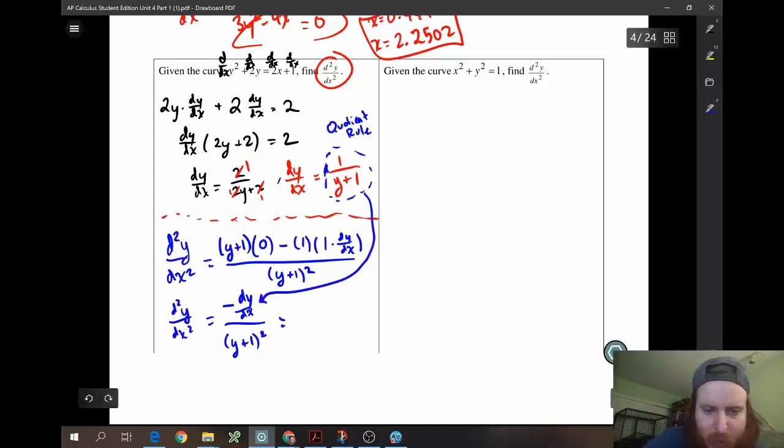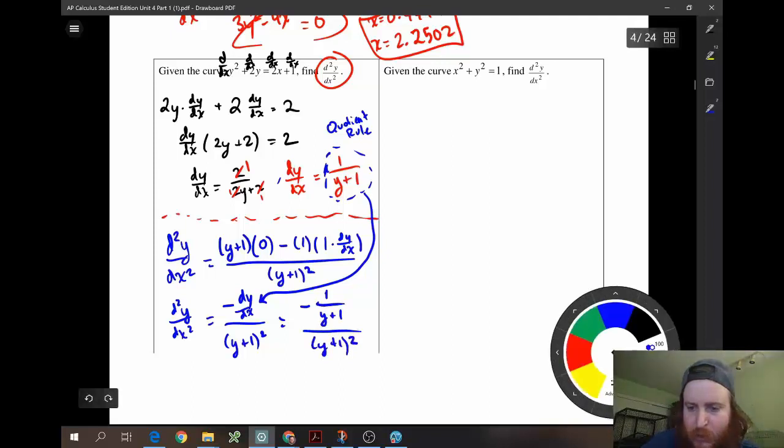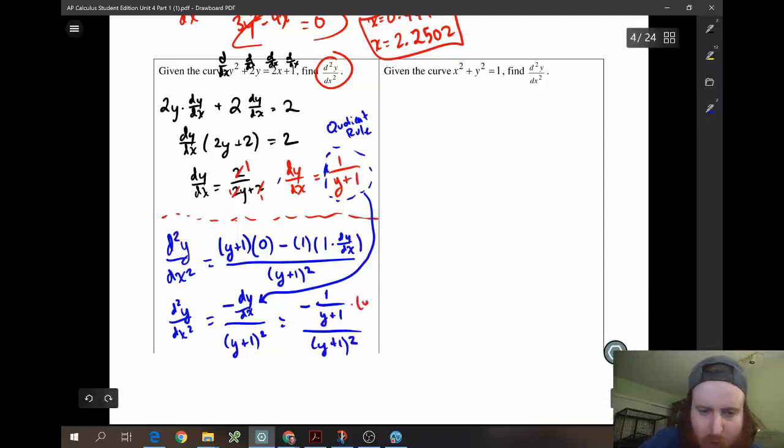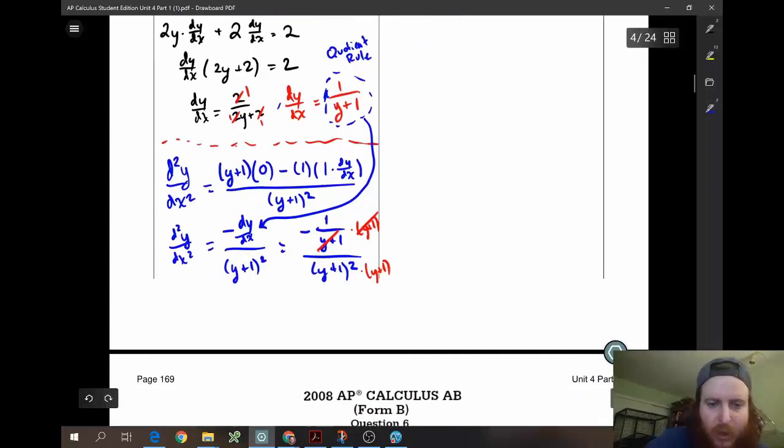So this is going to become negative 1 over y plus 1, all over y plus 1 squared. Now you cannot have a fraction inside of a fraction, so you multiply by the denominator. So we're going to do times y plus 1, those cancel, and times y plus 1, and that's going to go to the third power. So we're going to get d squared y dx squared equals negative 1 over y plus 1 cubed.